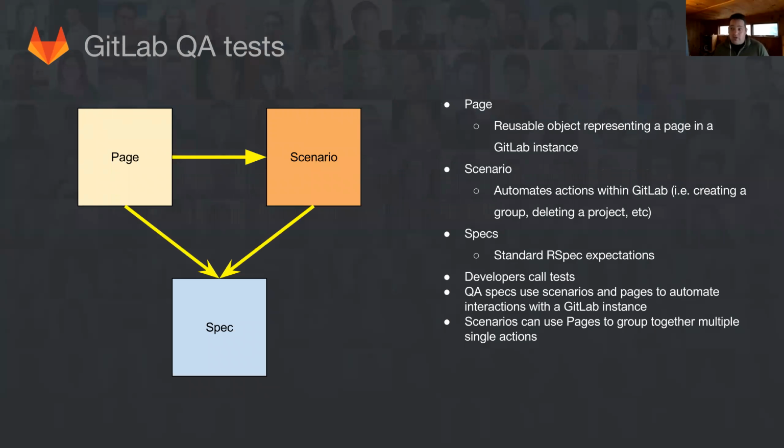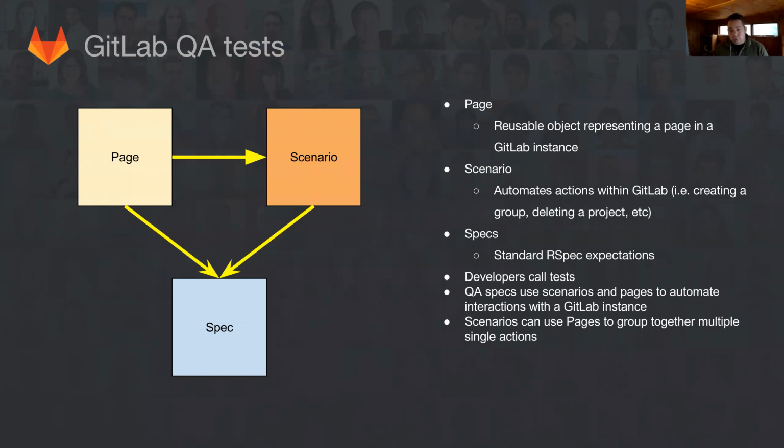So the three main objects for a QA test are page, scenario, and spec. A page is just a Ruby object. It represents a page in GitLab. It could be like a new project page or the group show page, something like that.